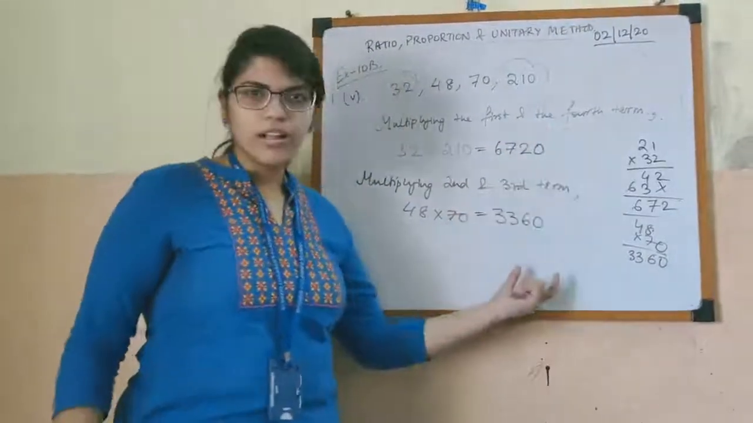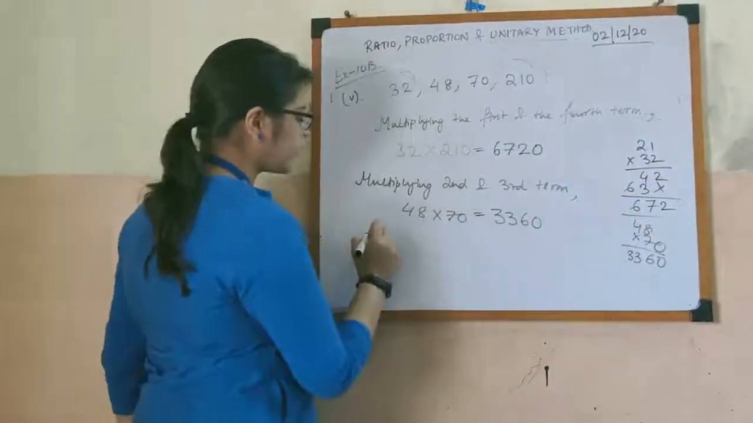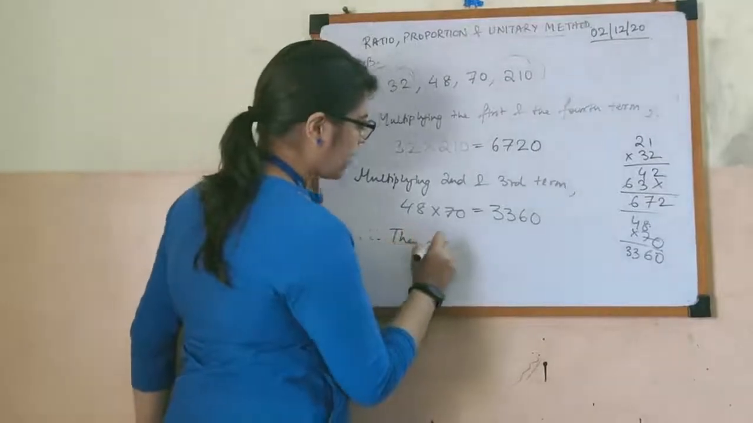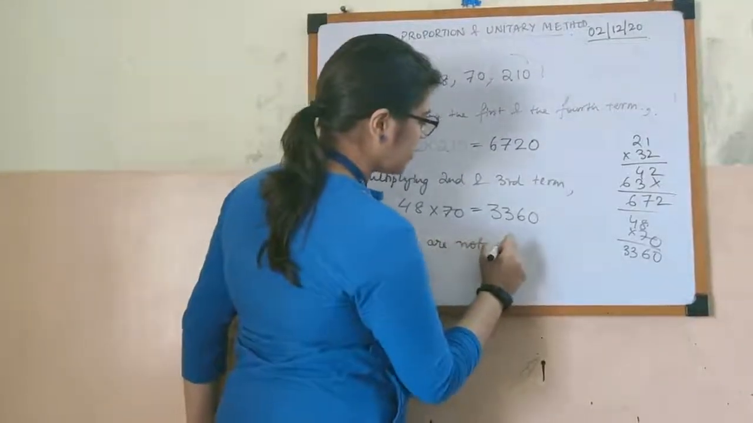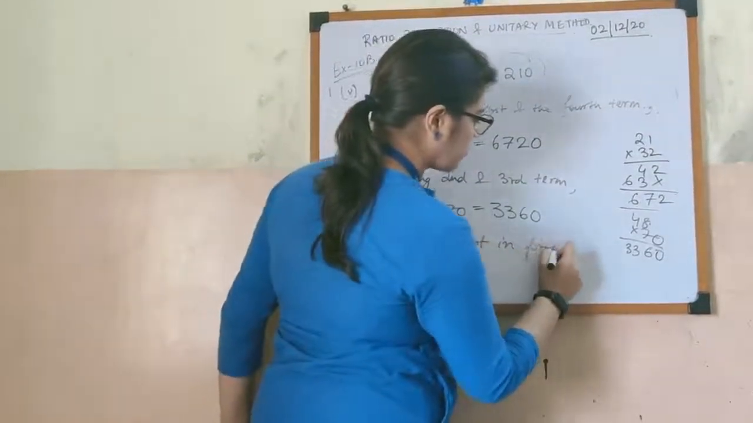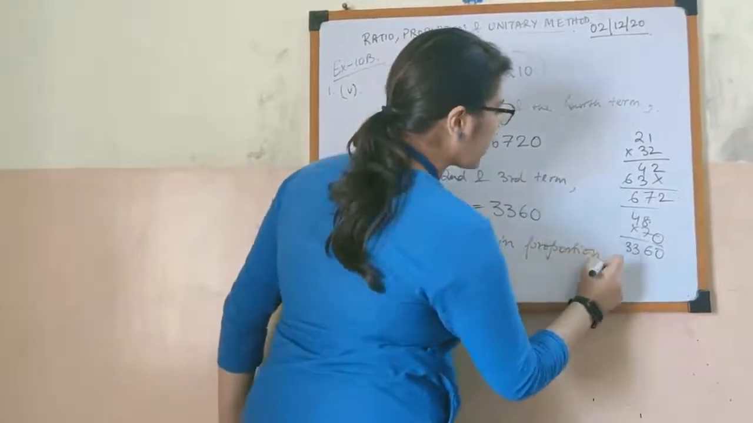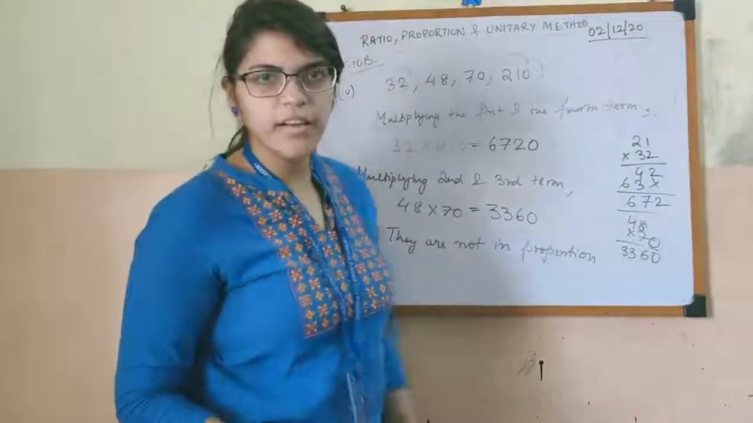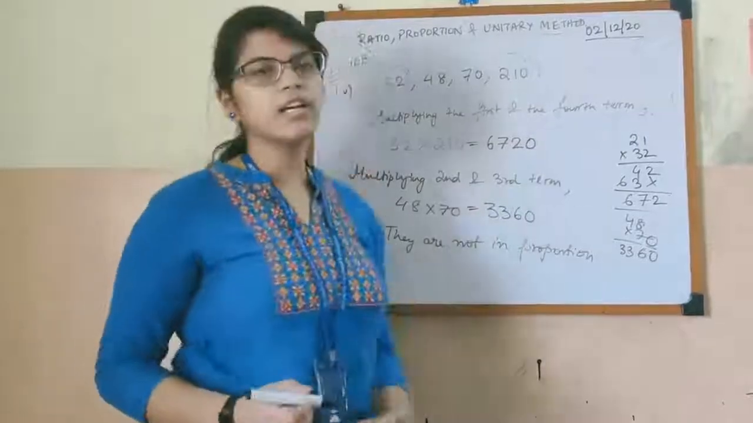So are they equal? No. So in this case you can write therefore they are not in proportion. And if the multiplication gives us the same result, then we will write therefore they are in proportion.